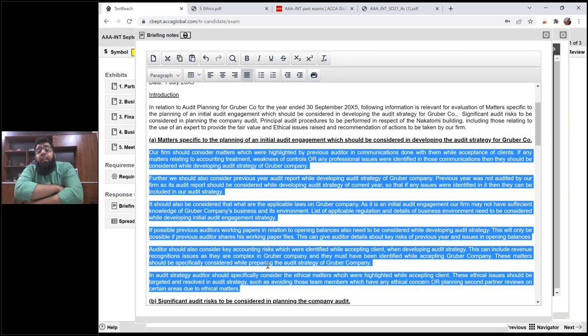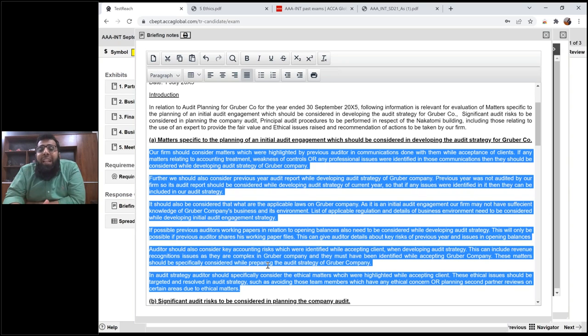Now few students have highlighted few more good points which you people can include. We need to consider the controls of the client, like if there are any control weaknesses. We need to consider their key accounting policies while developing the strategy. Yes, you can consider those things also. Are you people getting it?